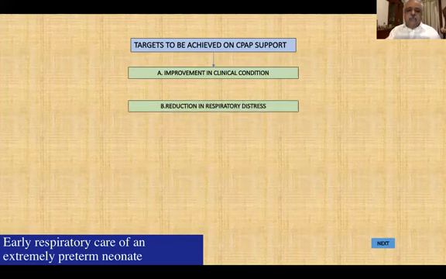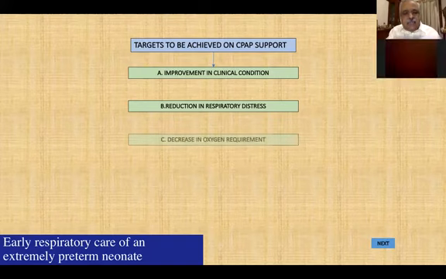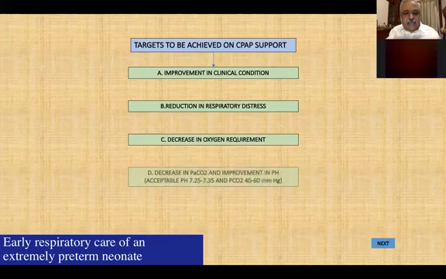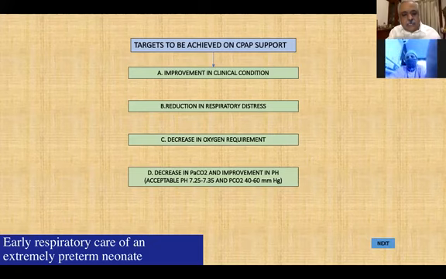But once the baby is just on CPAP and we find there is some improvement in clinical condition, less respiratory distress, and a decrease in oxygen requirement, we back off. We may even come down on the CPAP requirements and the FiO2 if the blood gases are well maintained. The target carbon dioxide is 40 to 60 millimeters mercury, and pH is 7.25 to 7.35.